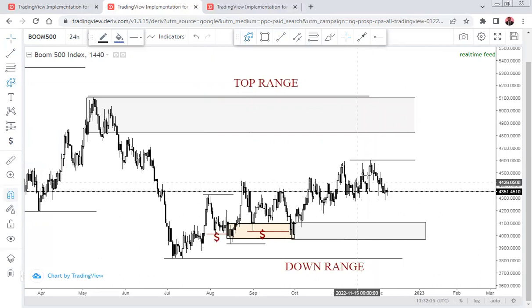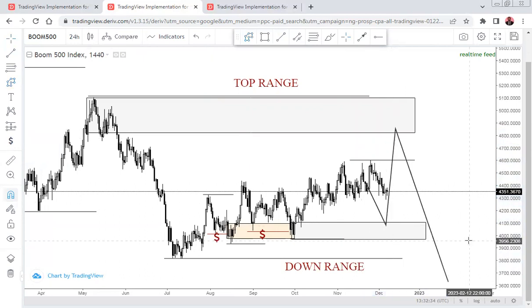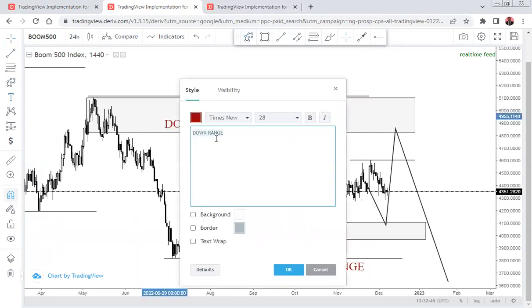So possibly we should have price coming to this region, and then we come here to go down. This is how to mark out your chart. You want to wait for that entry at this zone. This is the zone for potential area for redistribution.